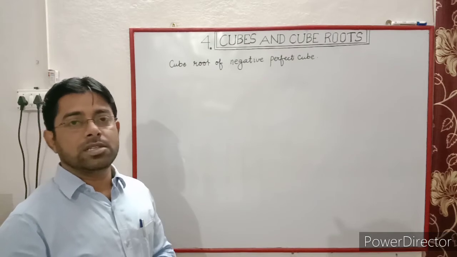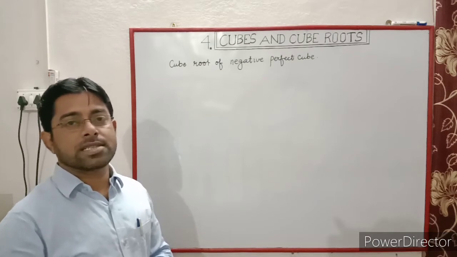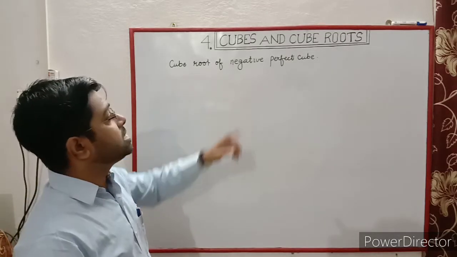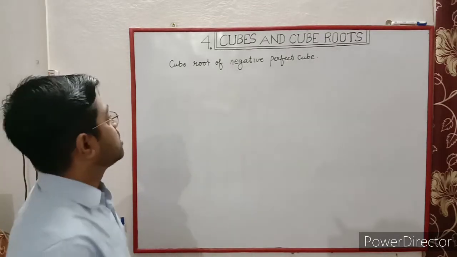Everyone, today we will continue chapter number 4, exercise 4.2. Our first topic is cube root of negative perfect cube.